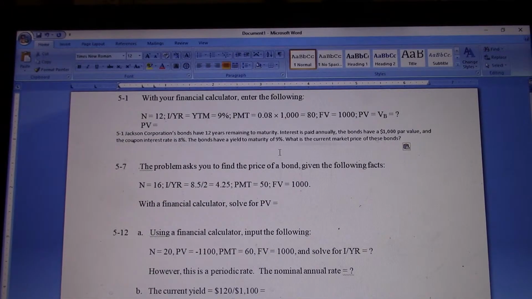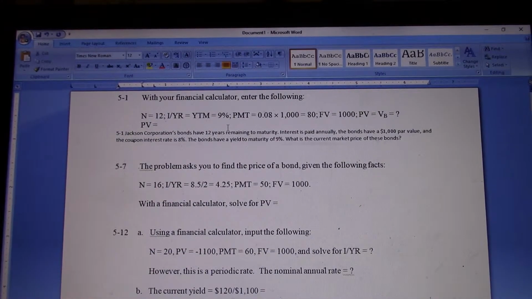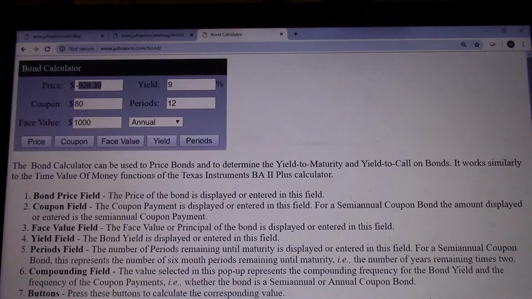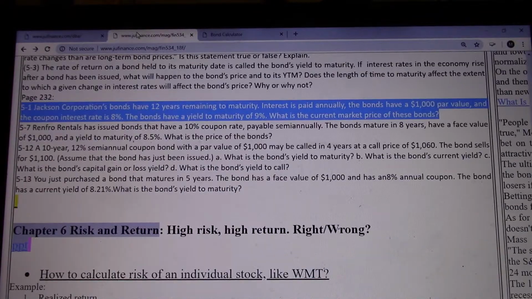Or you can use an Excel function. The input for the Excel function should be PV. The first input should be the yield to maturity, 9%, 12, and 80, 1,000. So this should be your input if you use Excel. Okay, so 5.7. Bond calculations are not that difficult.